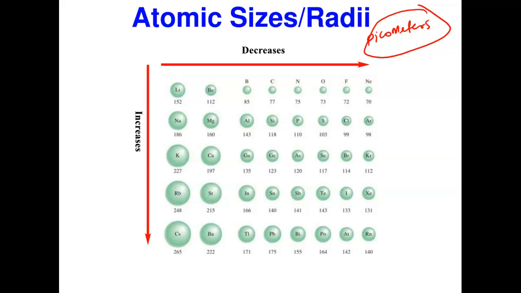Now let's go across. As you're going across the period, look at this. You're going from lithium. Lithium is bigger than beryllium. Beryllium is bigger than boron. Boron is bigger than carbon. Carbon is bigger than nitrogen. As you're going across the period, the size decreases.